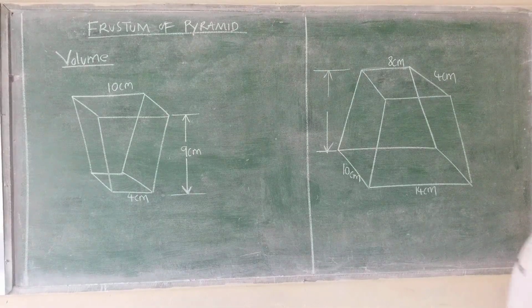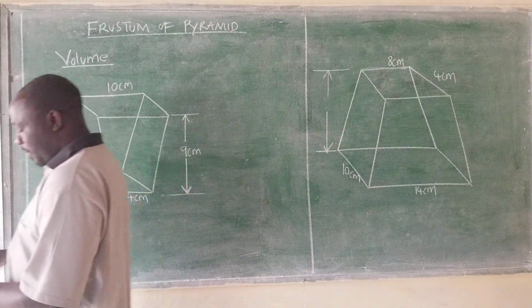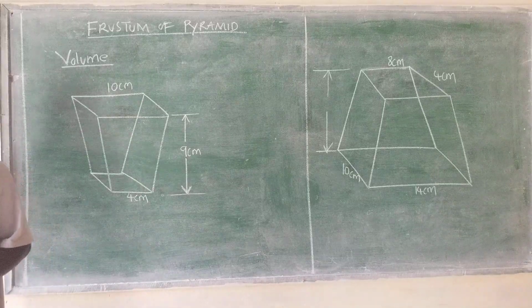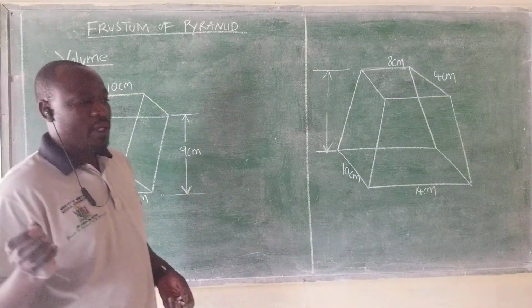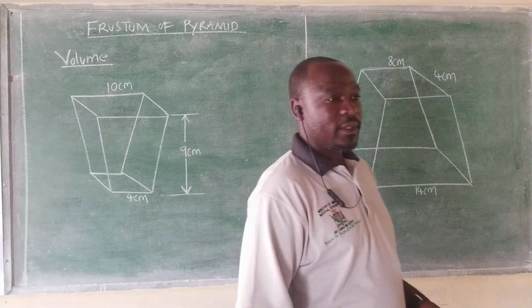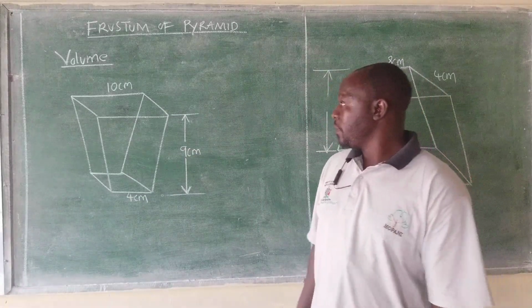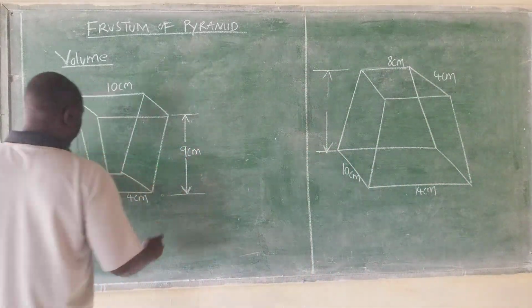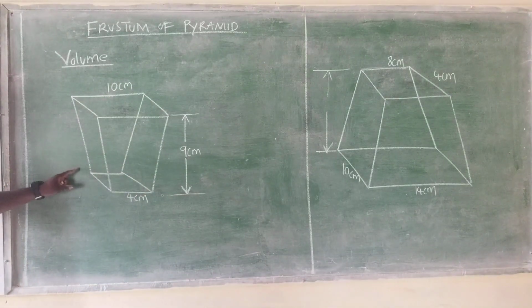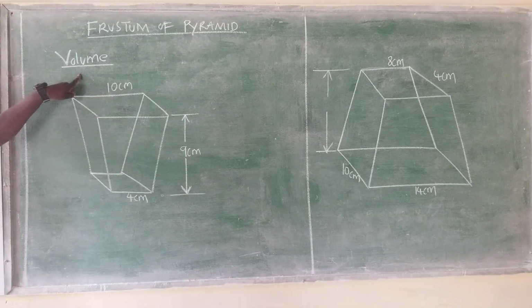Okay, so let's begin. We are looking at the frustum of the pyramid. Last time we looked at the frustum of the cone. Okay? So now we have a pyramid here, and we are specifically discussing volume. How to find the volume.